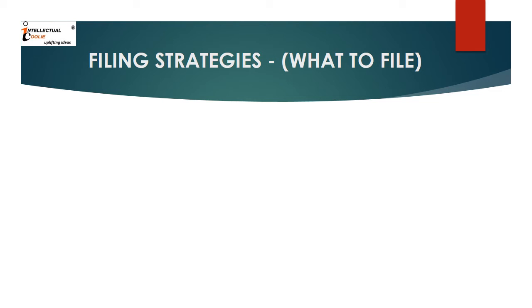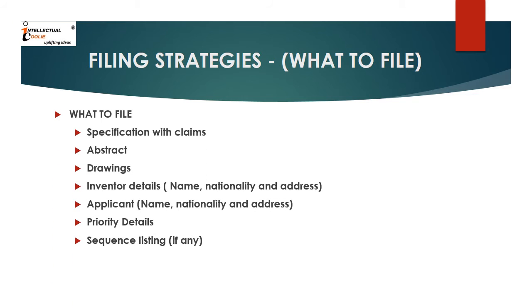Now filing strategies. So we have talked about the ways to file an international application, where to file, whom to choose. Now, what to file in an international patent application. This is similar to our Indian patent application only. You have to file all these things like specification with claims, you need to submit an abstract, you need to submit a drawing, all the inventor details, applicant details, priority details.